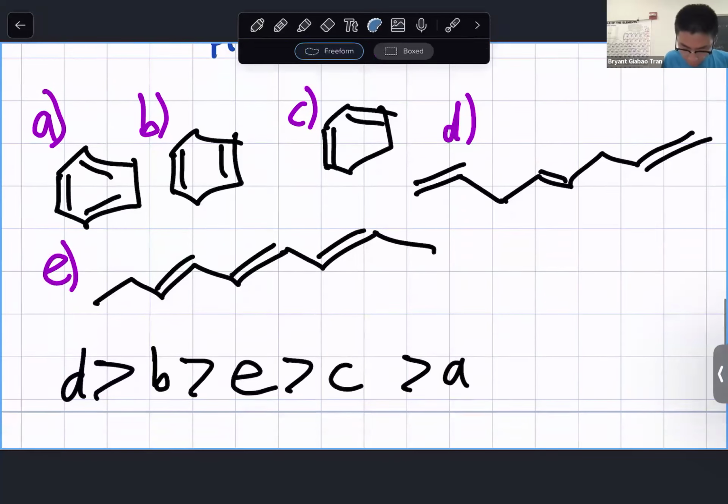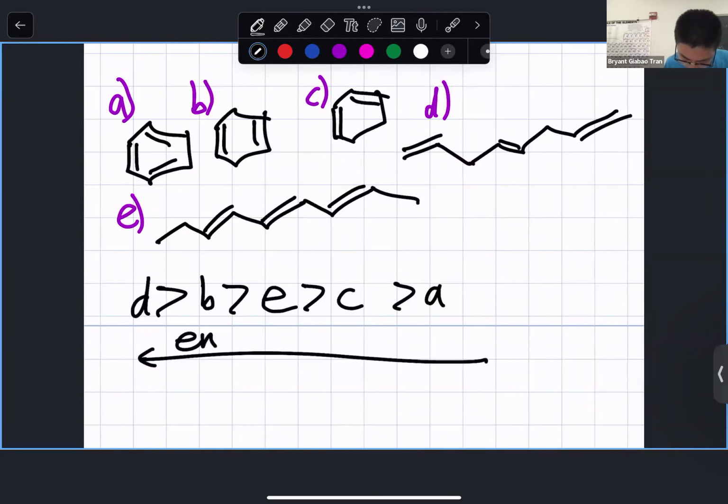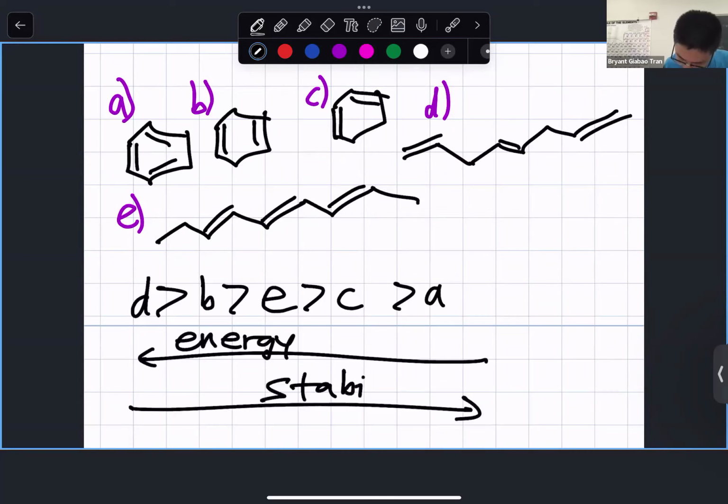Right. So the order of this ranking system goes something like this, where this has the most energy and the right side has the most stability. These two here are not conjugated, and then the three on the right are conjugated. The reason why E has more energy than C is because they have more double bonds, and it requires more energy to break those double bonds.